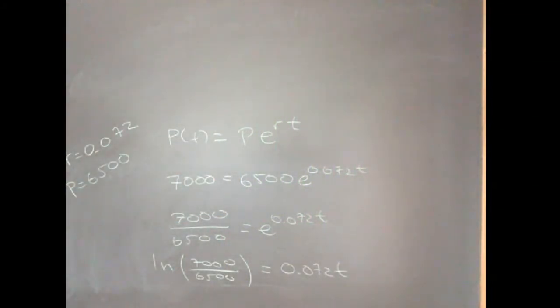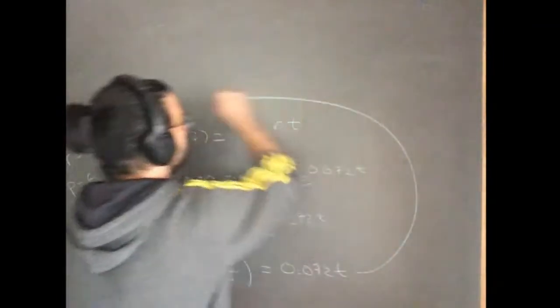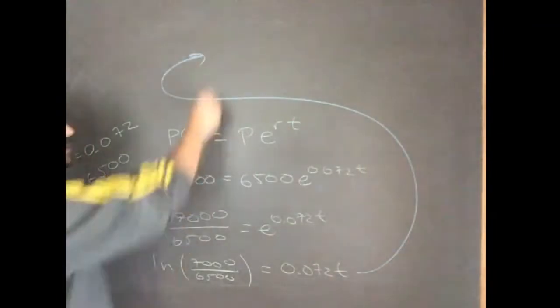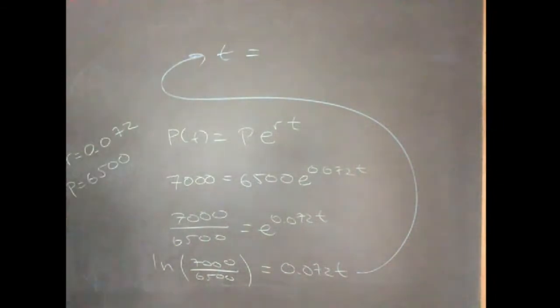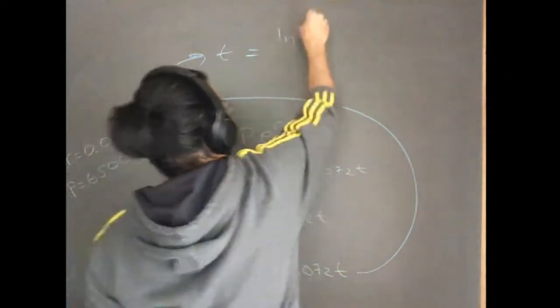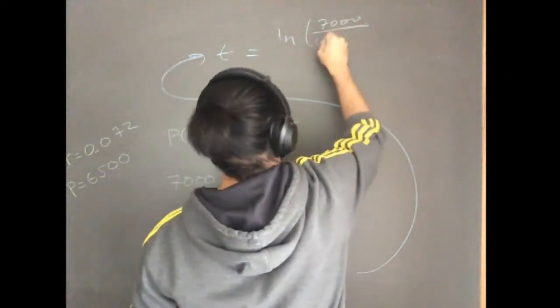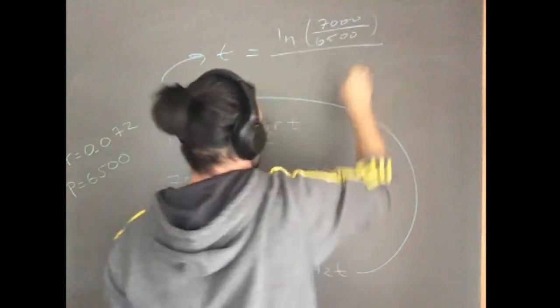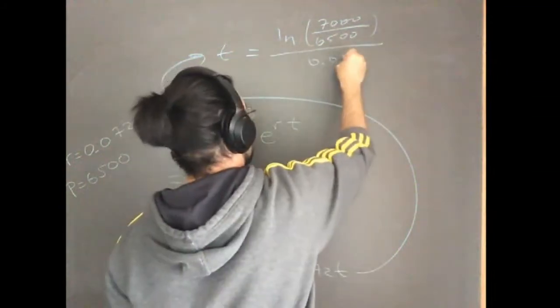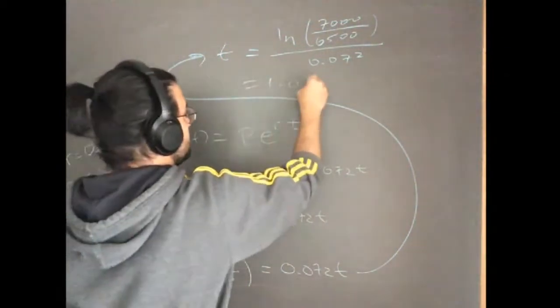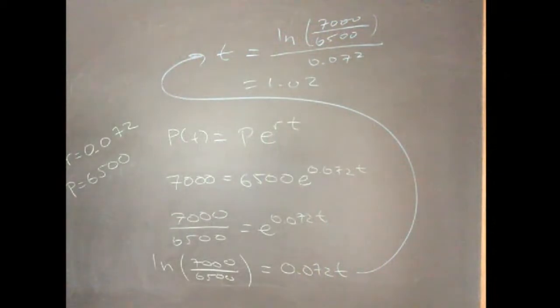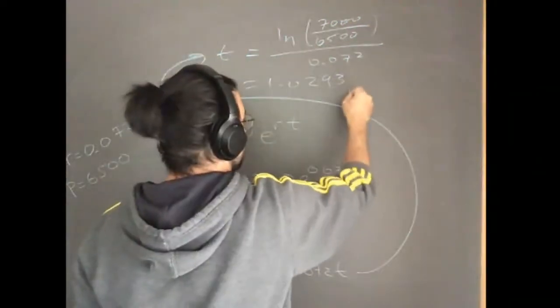And then the last step here, to solve for that t on its own, you just divide both sides of the equation by 0.072, that interest rate. So here you get the natural log of 7,000 divided by 6,500, and then all of it divided by that interest rate of 0.072. And when you type that into a calculator, you get 1.0293. And that's years.